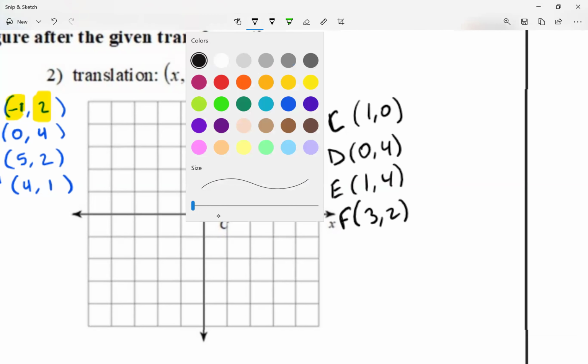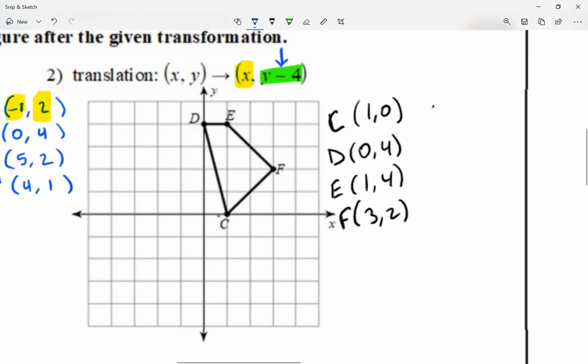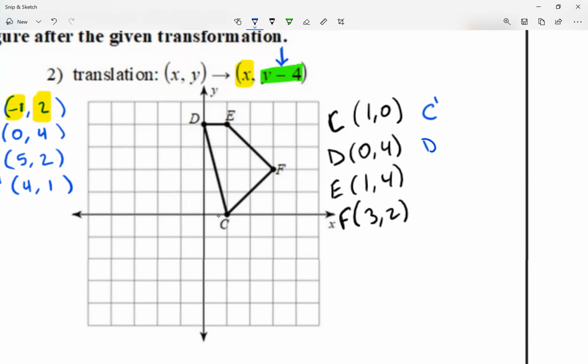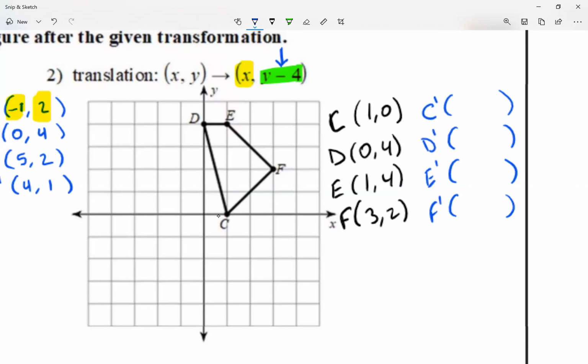And I'm interested in getting C prime, D prime, E prime, F prime. And again, there's an X and a Y value for each of these. There's a comma that separates them. There's a space after the comma. But the good thing is that I don't have to worry about typing all that. I just have to worry about typing the numbers in the homework.